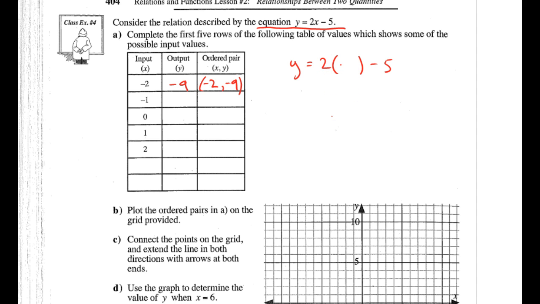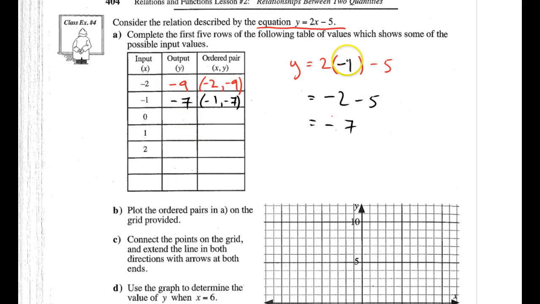So -1 right here, now it would be negative 2 minus 5 equals negative 7. And again, the ordered pair would be negative 1, comma, negative 7.